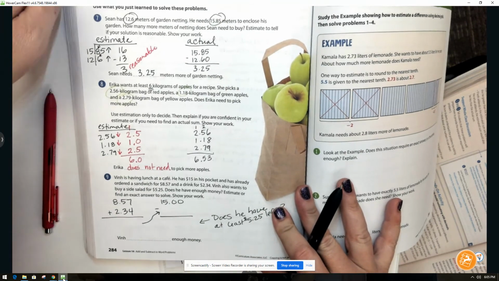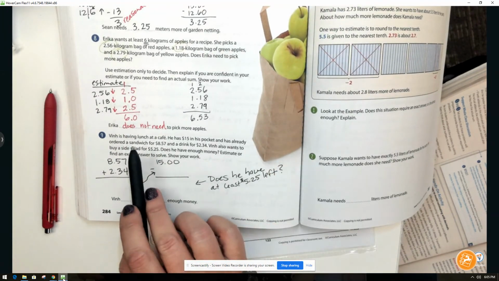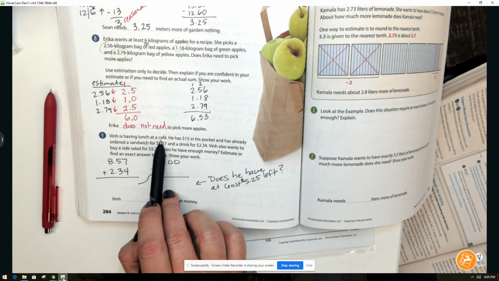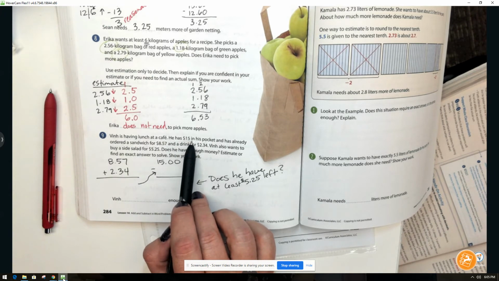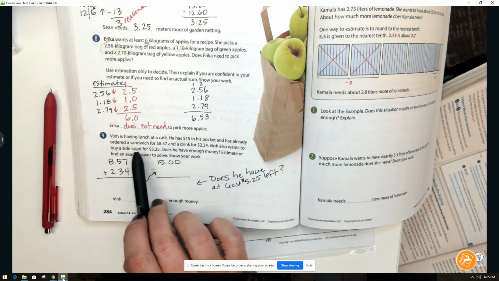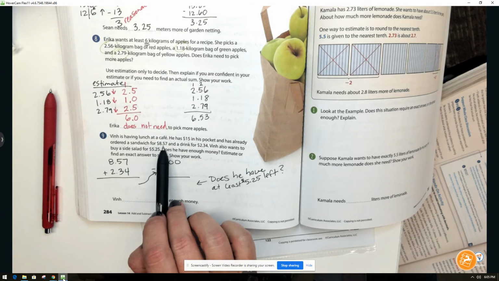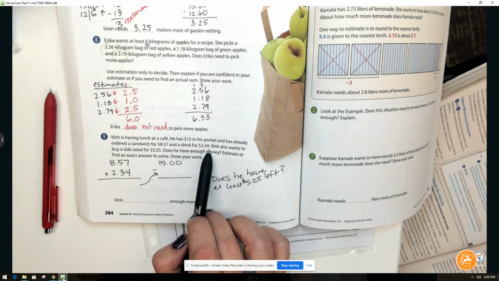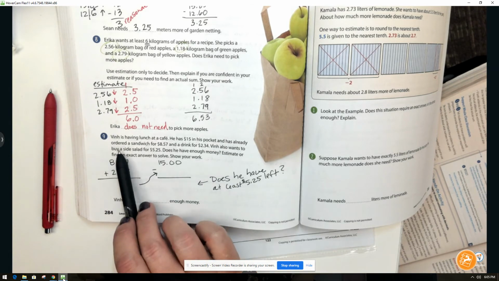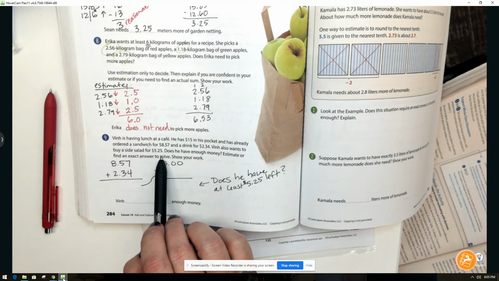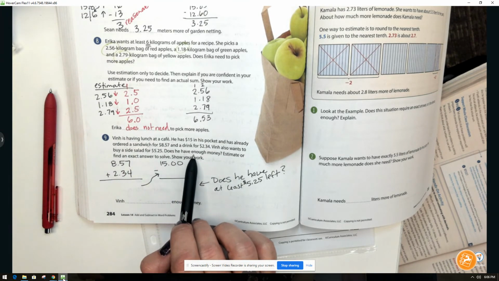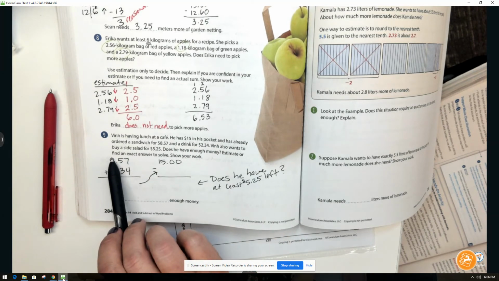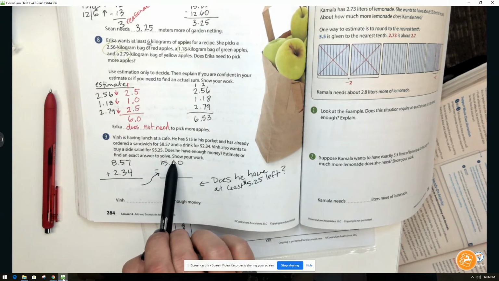Okay, now finally for number 9. Number 9 says, Vin is having lunch at a cafe. He has $15 in his pocket and has already ordered a sandwich for $8.57 and a drink for $2.34. Vin also wants to buy a side salad for $5.25. Does he have enough money? Estimate or find an exact answer to solve.